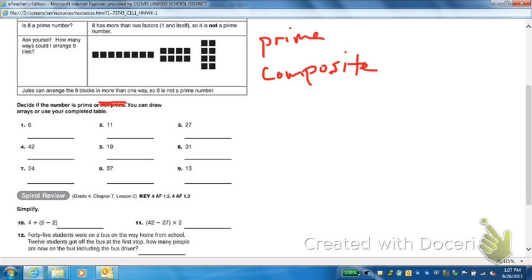So number 1, we already know is composite because 1 times 6 and 2 times 3. I'm just going to write a C because I don't have enough room with my pen. Number 6, 31. That's going to be prime. And 37 is also going to be prime.